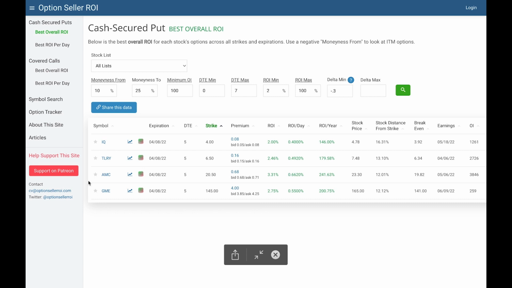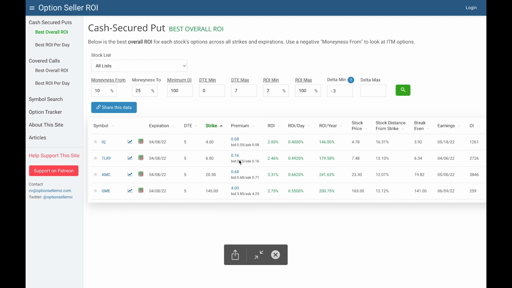So after running the screen, I come up with 4 different plays, and of these 4 plays, I do a further screen that I can't do up here in these filters. I just do them manually, and that is I'm assuming a $5,000 working capital. So for a cash secured put, that means the strike price has to be $50 or less. So this one down here, GME, would not be a consideration because you would need $14,500 to put this play on. The second thing that I'm looking at after I run the screen is that the premium has to be 25 cents or greater. And again, this is just personal preference. You can do whatever you want, but that's just my preference.